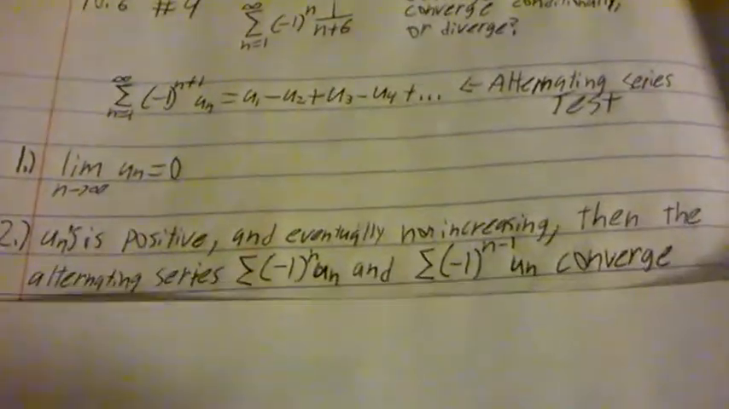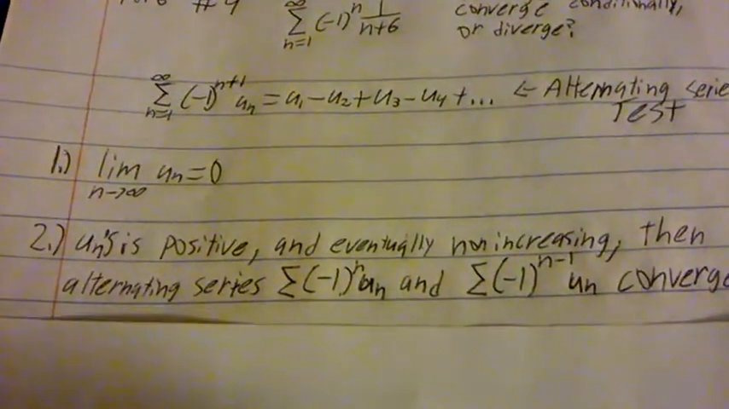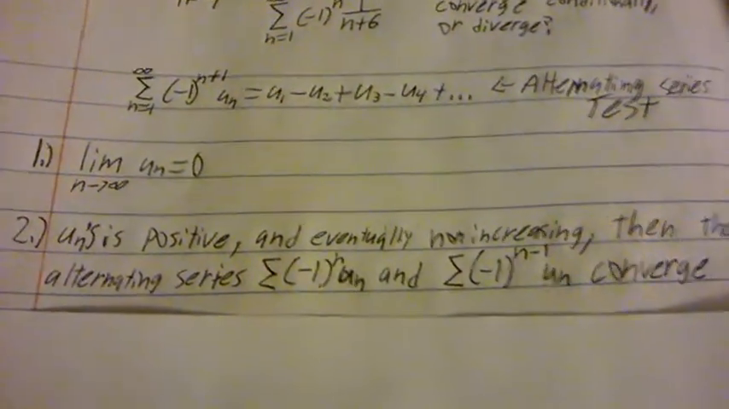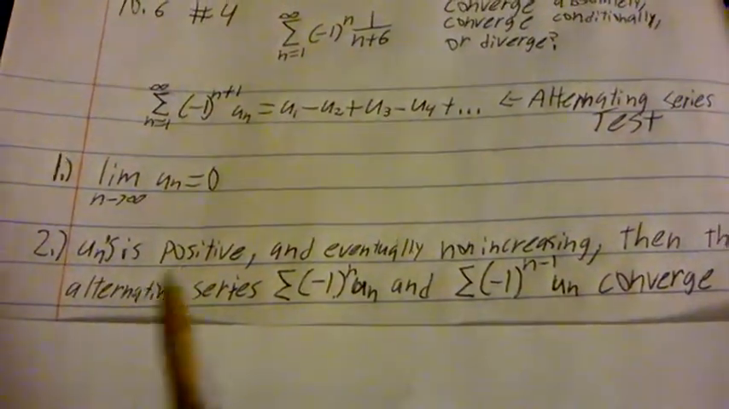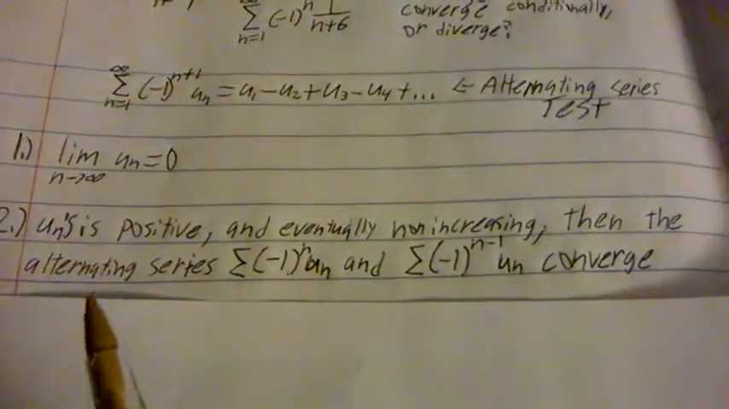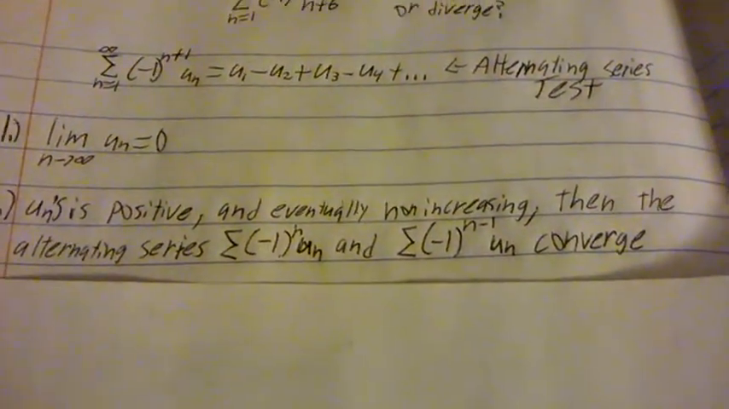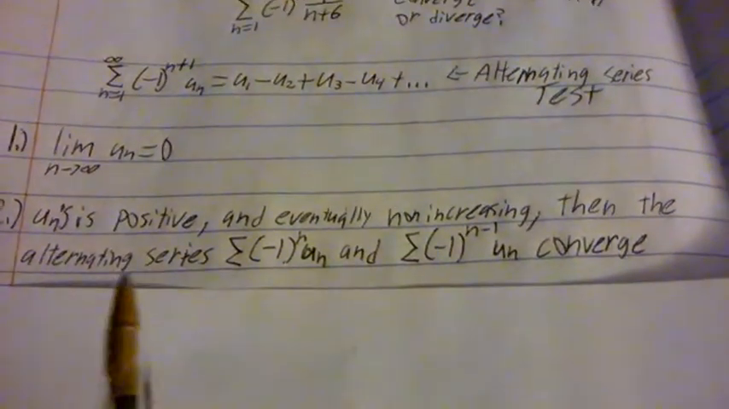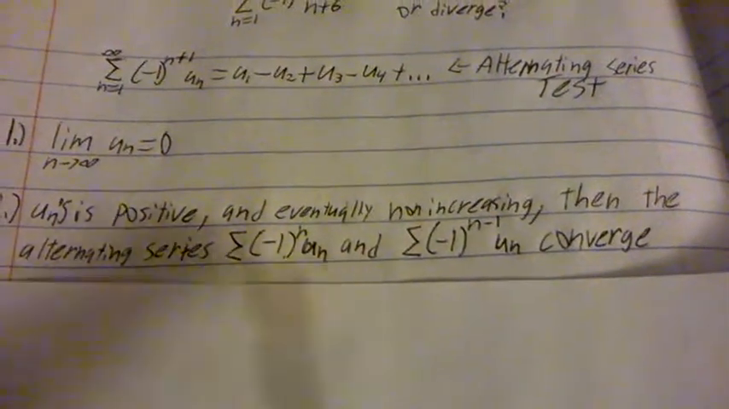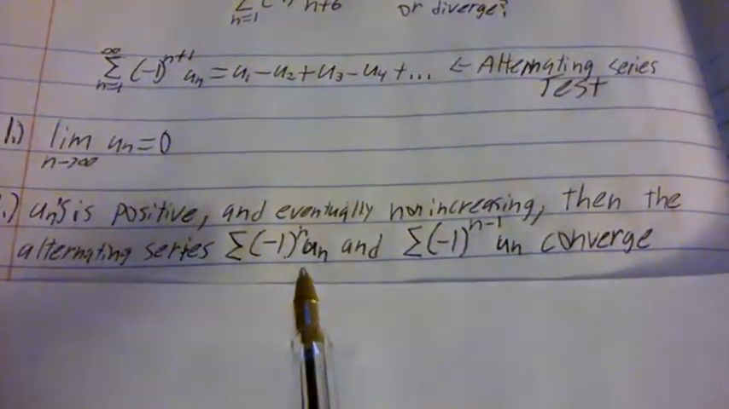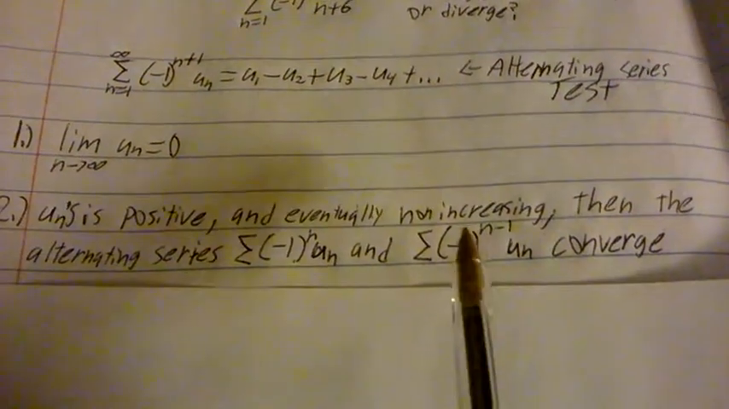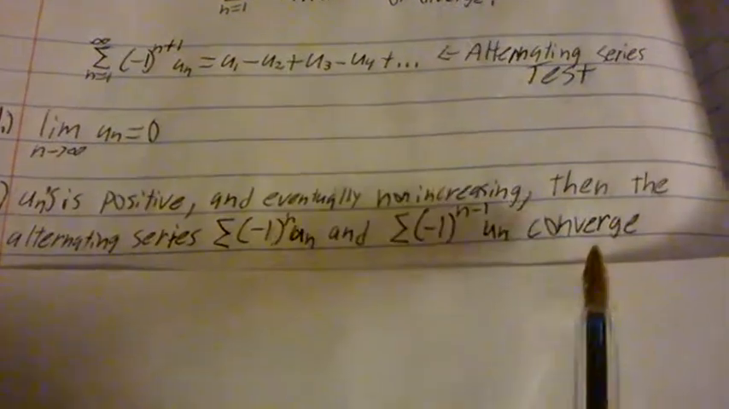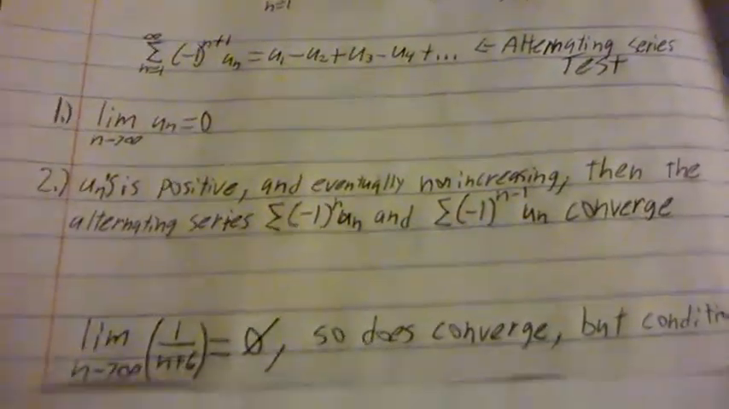So it has a few conditions: the limit as n goes to infinity of u sub n will equal 0, and the u sub n are positive, and eventually non-increasing. Then the alternating series of negative 1 to the n times u sub n, or negative 1 to the n minus 1 times u sub n, will converge. So we can go ahead and attempt that anyway.